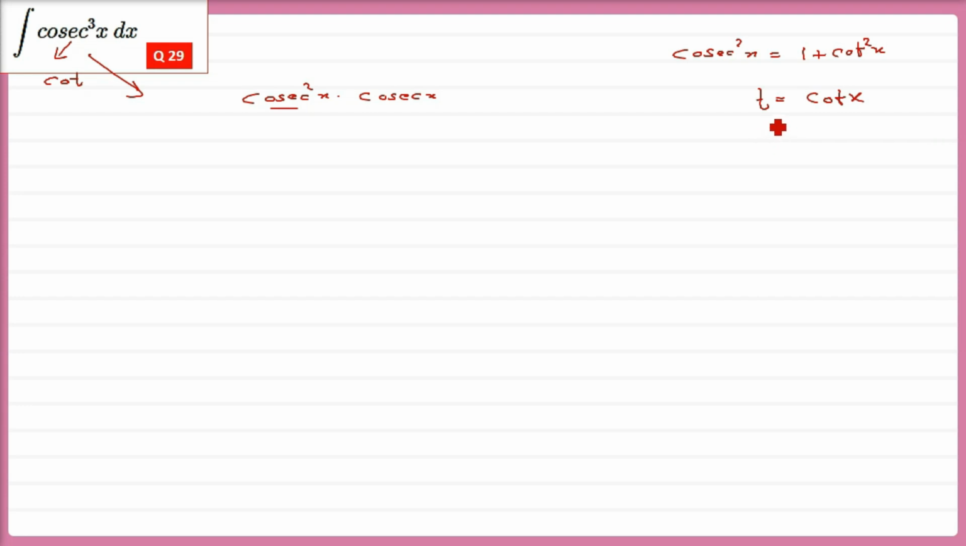Just take that imagination. If t equals cot x, dt by dx will be what? Because the differentiation of cot x we know, this will be negative cosec square x. So we have a cosec square x now. So why not convert this cosec x into this form, 1 plus cot square x.